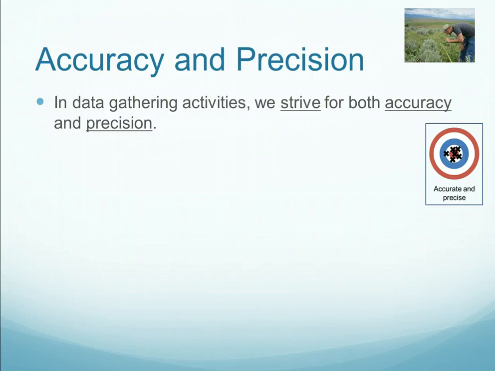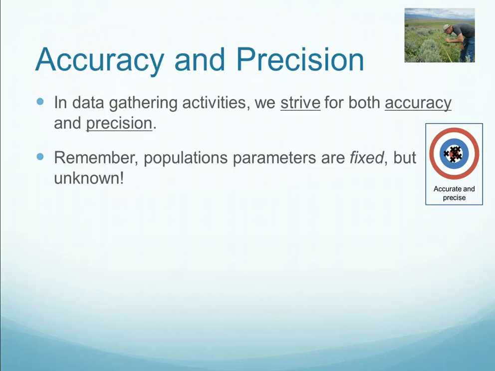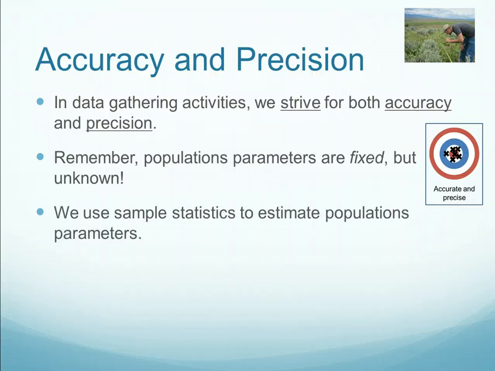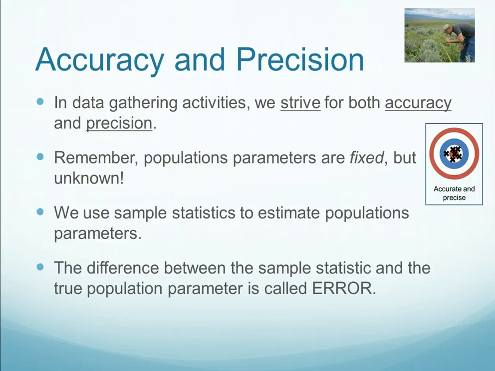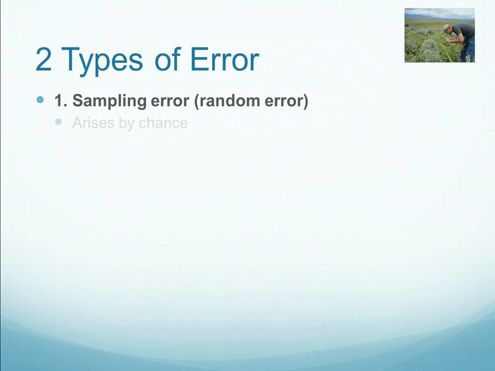So in data gathering activities, we strive for both accuracy and precision. But remember that the population parameters are unknown. They are fixed, but we very rarely will know what those population parameters actually are. We use sample statistics to estimate the population parameters, and the difference between the sample statistic and the true population parameter is referred to as error. There are two types of error.